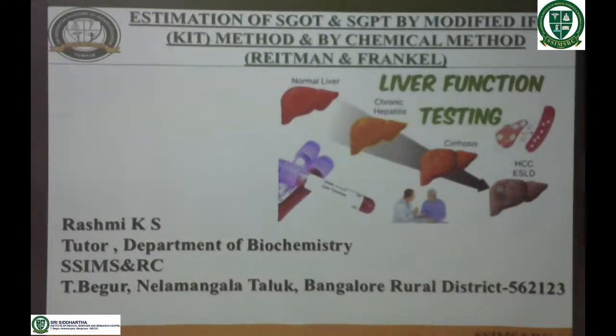So today we will discuss the practical class: estimation of SGOT and SGPT. One is the kit method, and the other is the chemical method. The chemical method is the Reitman and Frankel method. The kit method is the modified IFCC method, IFCC being the International Federation of Clinical Chemistry. That is the kit method we use for the estimation of SGOT and SGPT.